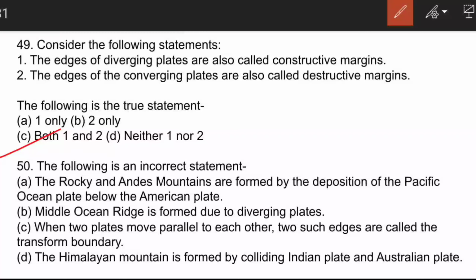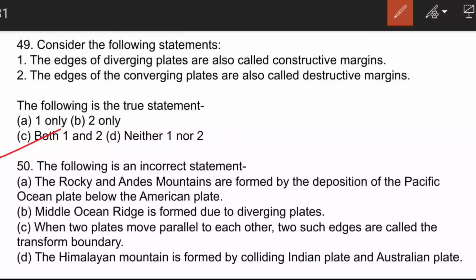So let's move to the next question, the last question. Which of the following is an incorrect statement? The Rockies and Andes Mountains are formed by the subduction of the Pacific Ocean plate below the American plate. So this is a correct statement.